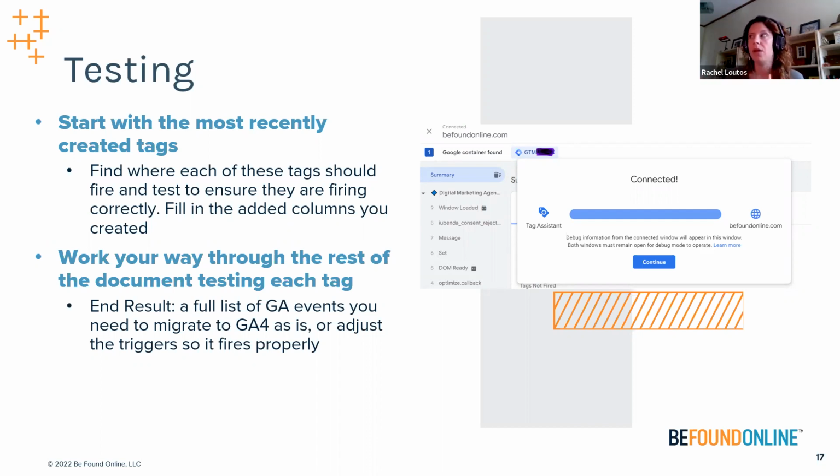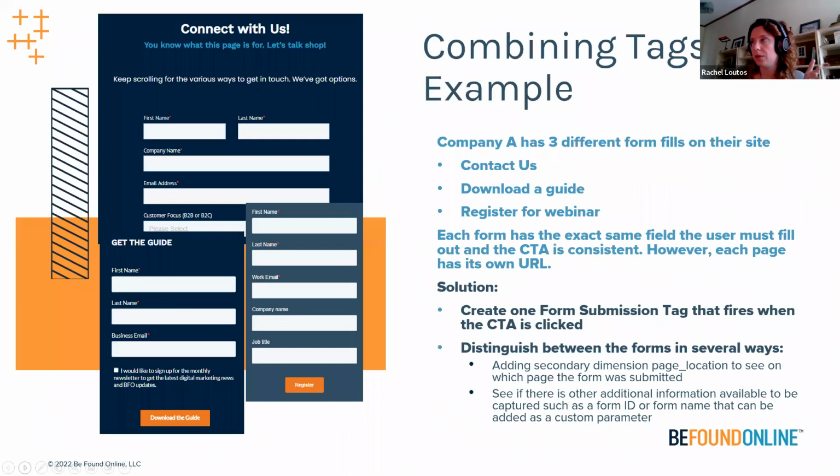My recommendation is to reference the automatically collected events and the enhanced measurement events, those guides that Google gave us, so we can see what parameters are being passed through those types of events and see whether we can reuse them in these events that we're looking to create. Would any of those parameters be useful to distinguish between these forms?